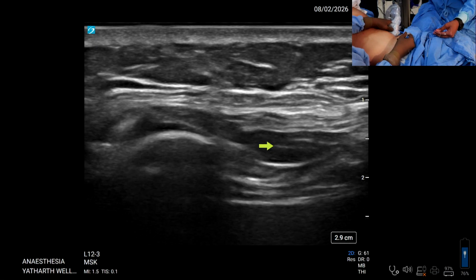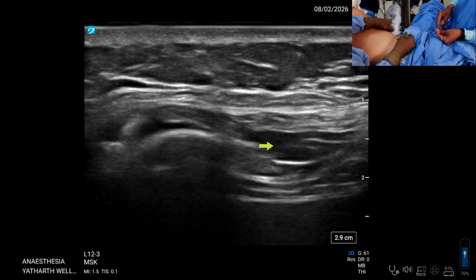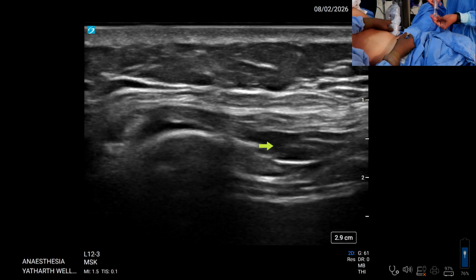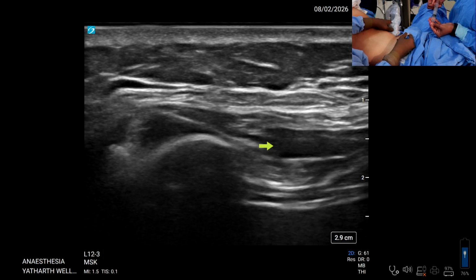Yes, perfect. So any questions on these two blocks, rectus sheath and external oblique?